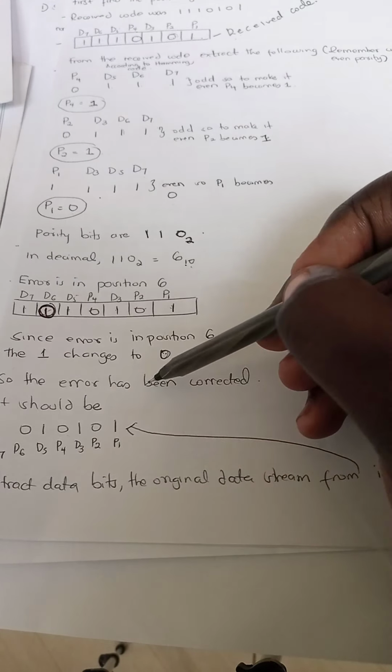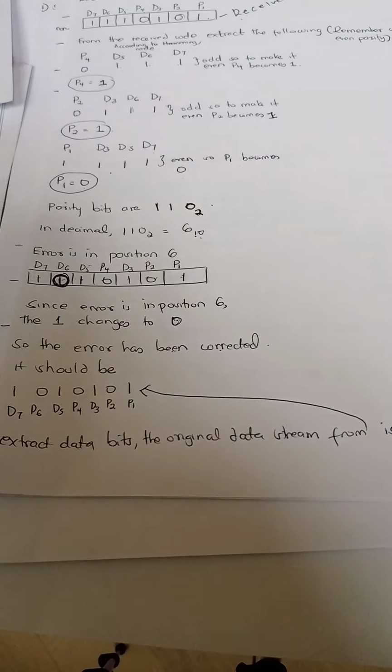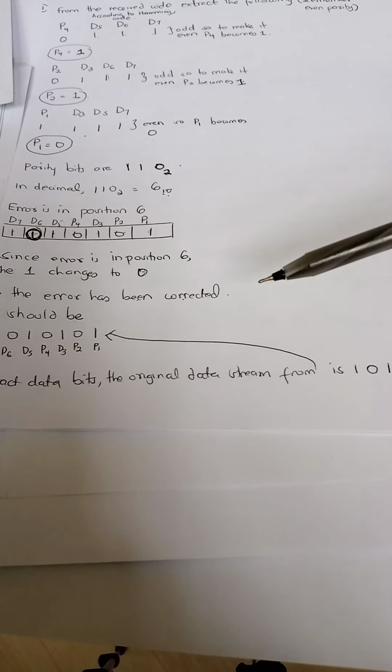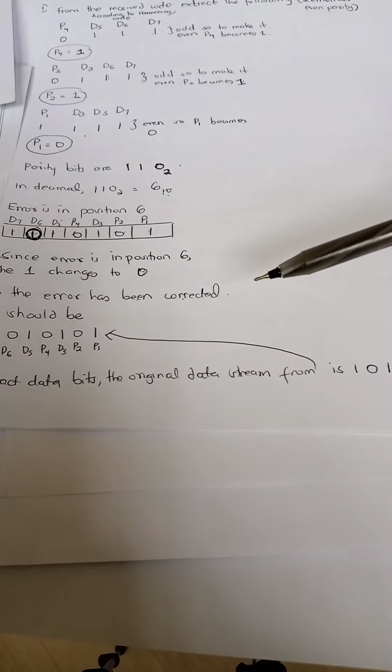Yeah, so it should be 1 in position 6. The error was a 1, so we change it to a 0. 1, 0, 1, 0, 1, 0, 1. So if you extract the data bits, the original data, you remember the original data stream we had was 1011. Yeah, and the Hamming code without error, the transmitted code was 101010. It was this one.